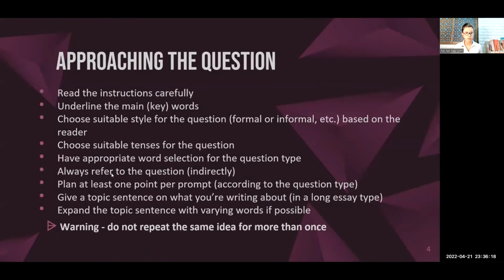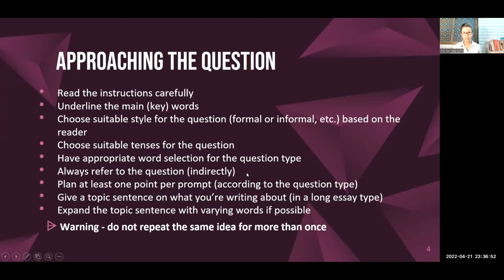Okay, so another one is to always refer back to the question, so indirectly. What this actually means is that you don't have to copy the question over and over again, because this is unnecessary. Just keep in mind what the question asks you to do and what facts it requires you to include in your answer. Always have in mind what the question asks you to do.